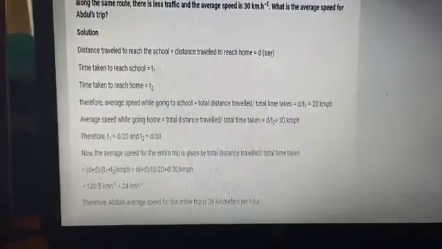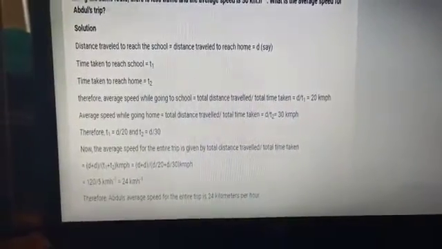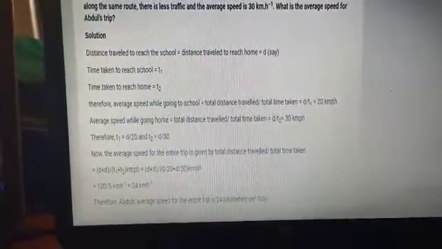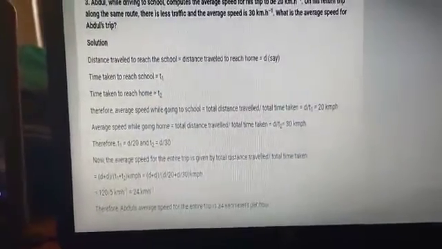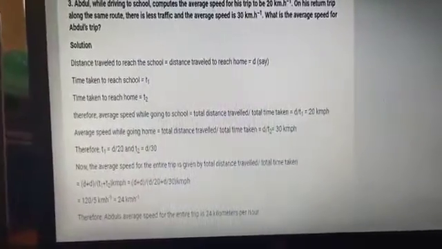d plus d is 2d. So 2d by, when you cross multiply and solve, d gets cancelled. You're remaining with 120 by 5, which is 24 kilometers per hour. Therefore, Abdul's average speed for the entire trip is 24 kilometers per hour.